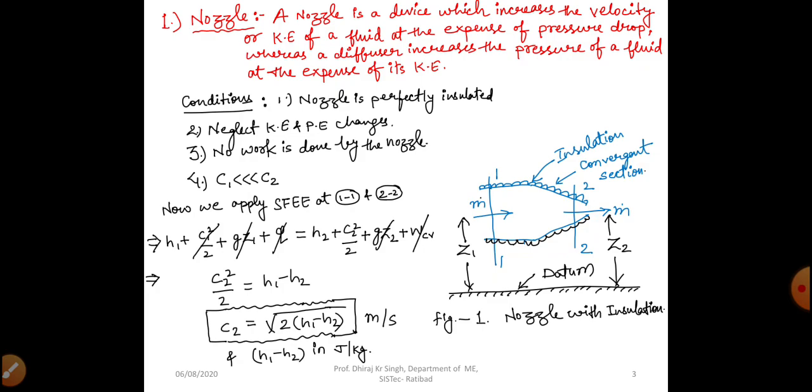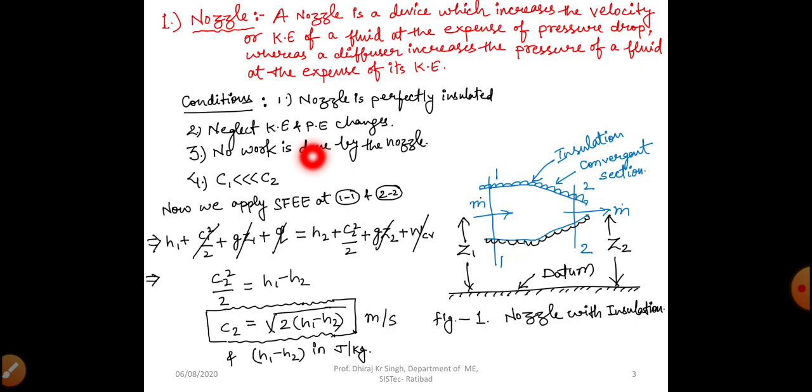We can see here at section 1-1 the area is more, and at section 2-2 the area is less. From the continuity equation we can say that where area is less, at that portion velocity will be more. When velocity is more, pressure will be less according to the Bernoulli equation. For understanding the steady flow energy equation of a nozzle, we have to follow some assumptions or conditions.